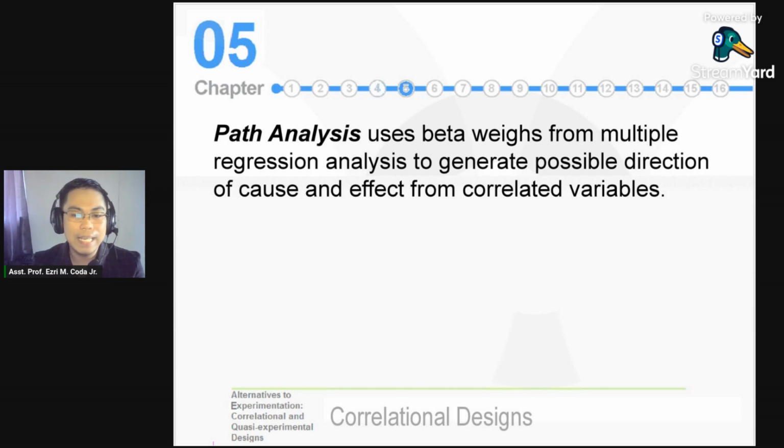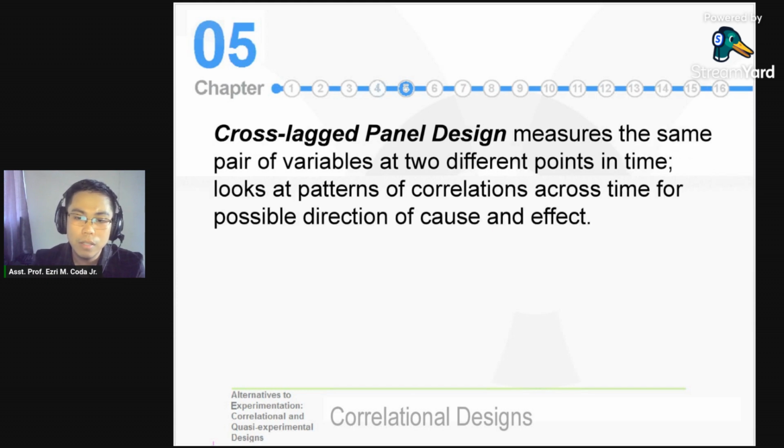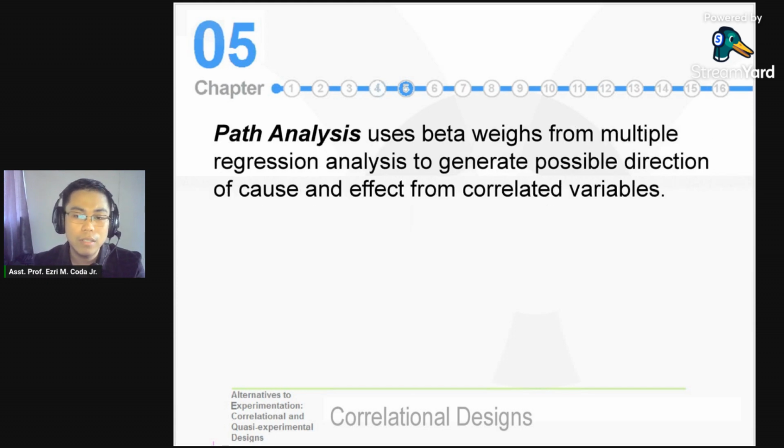We also have path analysis. Now, it uses beta weights from multiple regression analysis to generate possible direction of cause and effect from correlated variables. Now, we have the term cause and effect here, despite path analysis being for non-experimental study. Ibig sabihin, bakit sabi mo kanina, sir, yung ating correlational designs is para sa non-experimental designs lang? Bakit may cause and effect, possible direction of cause and effect ang path analysis, as well as itong cross-lagged panel design? Now, let's try to see.